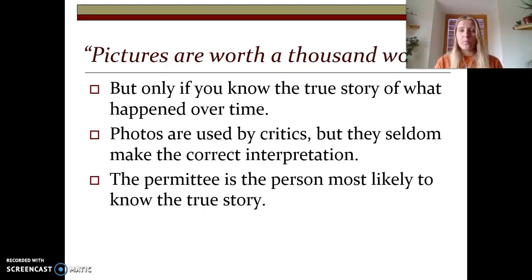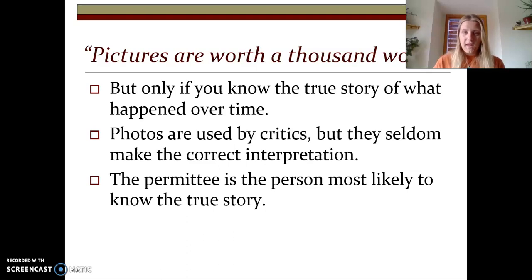Pictures are worth 1,000 words. This is always true, or most always true in rangeland, especially. You need to know the true story of what happened over time. So photos are used by critics, but they seldom make the correct interpretation. So the permittee is the person most likely to know the true story, but you do have to get multiple stories in order to make the correct determination about the ecological site and what is happening there.